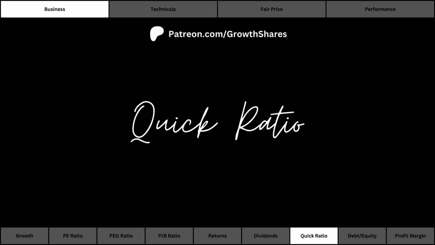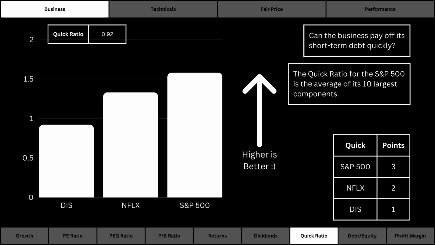Quick ratio. This tells us whether the business can pay off its short-term debt quickly using any assets that can quickly turn into cash. We want that ratio to be as high as possible.